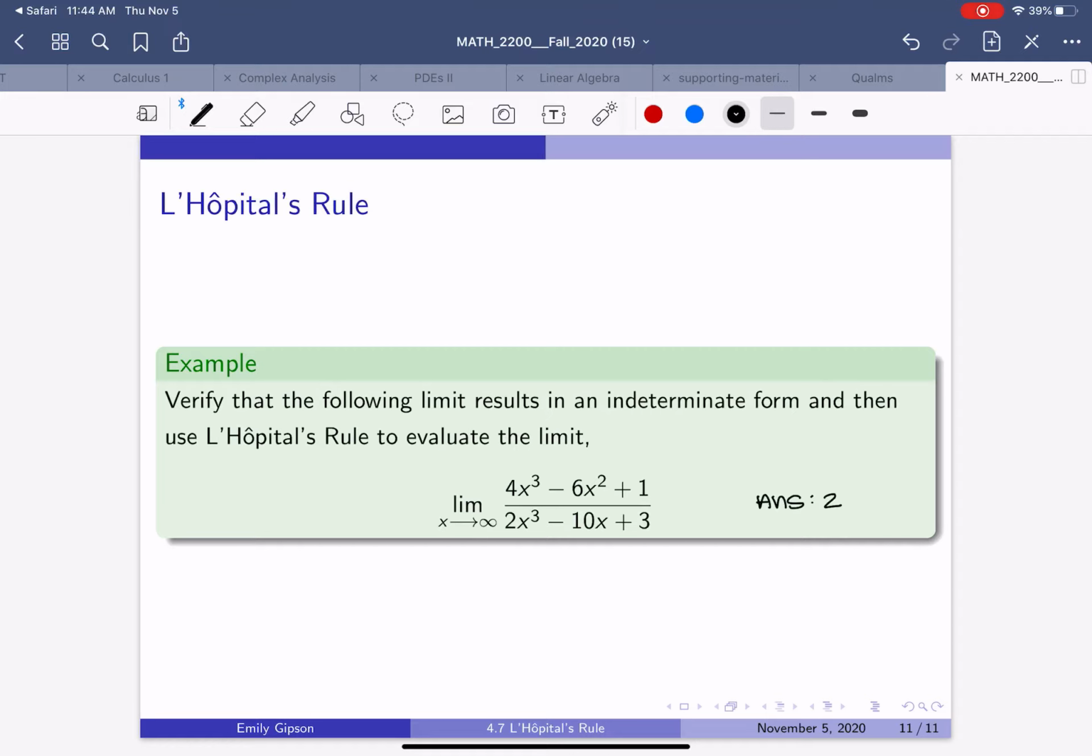And of course, this is one of those ones that we can verify by just saying, oh, because we have x cubed in the numerator and an x cubed in the denominator, we can just use their coefficients. So 4 divided by 2 is 2. Or you can use L'Hopital's rule to guarantee it.